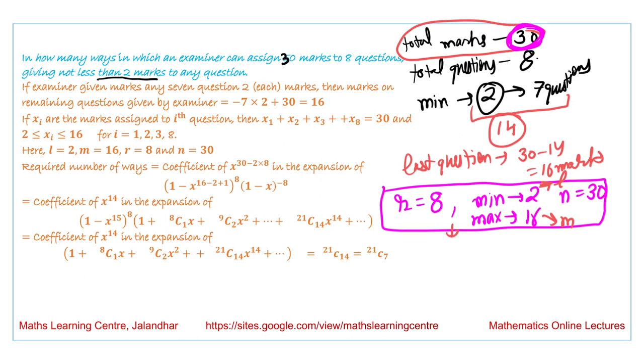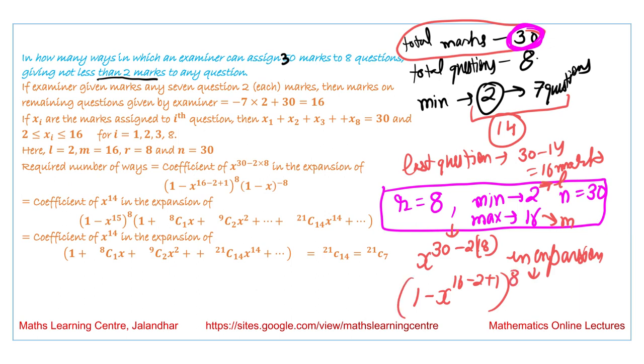The formula we obtain from this is that the required number of ways is the coefficient of x raised to the power 30 minus 2 into 8 in the expansion of (1 minus x raised to the power 16 minus 2 plus 1) raised to the power 8 into (1 minus x) raised to the power minus 8. This is equivalent to the coefficient of x raised to the power 14 in the expansion of (1 minus x raised to the power 15) raised to the power 8 into (1 minus x) raised to the power minus 8.